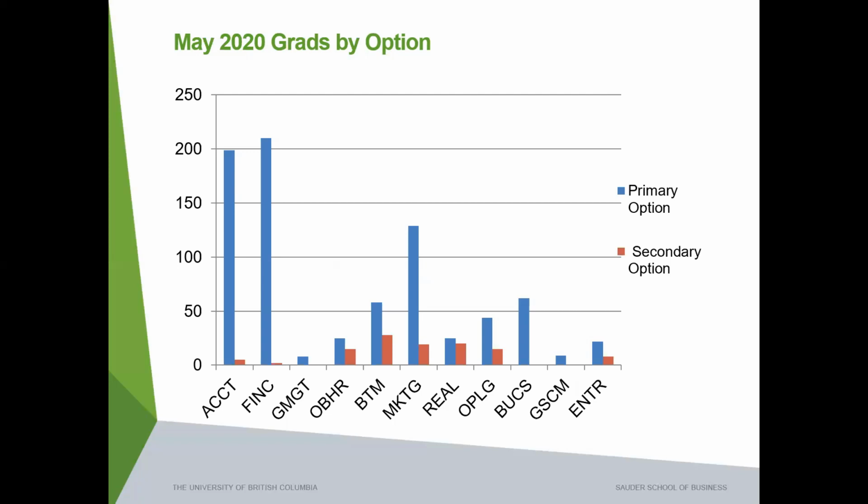And then as far as secondary options, you can see that most of the students who did secondary options were in entrepreneurship, OPLOG, real estate, marketing, BTM, and OBHR.